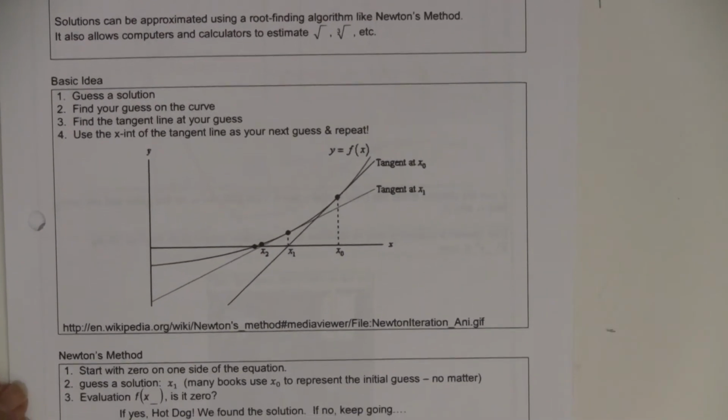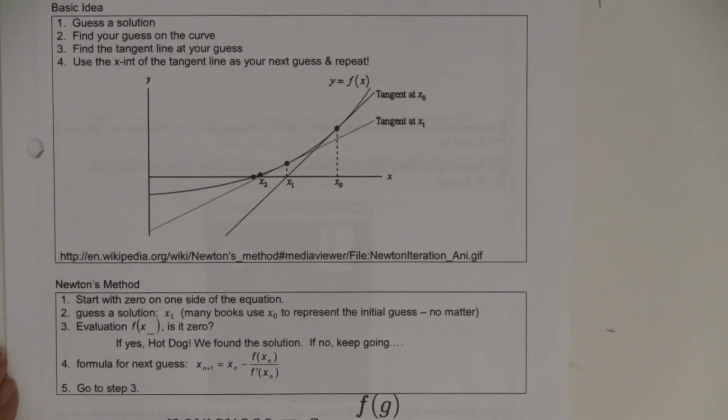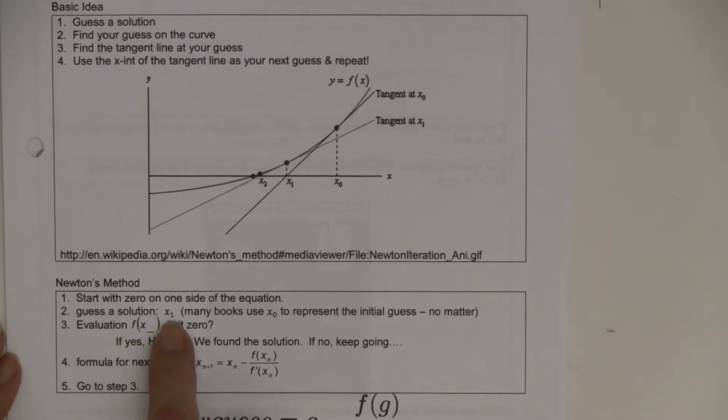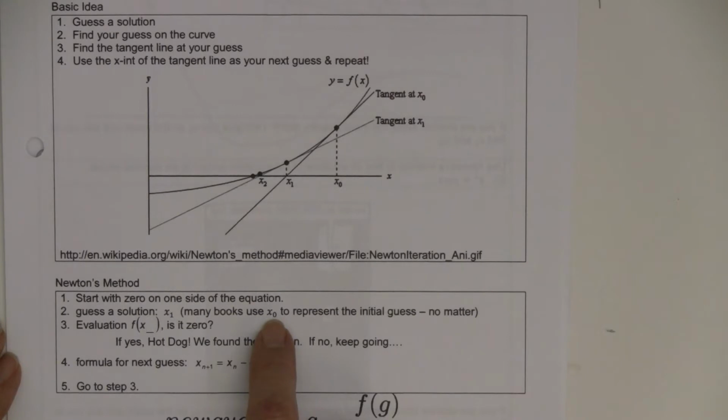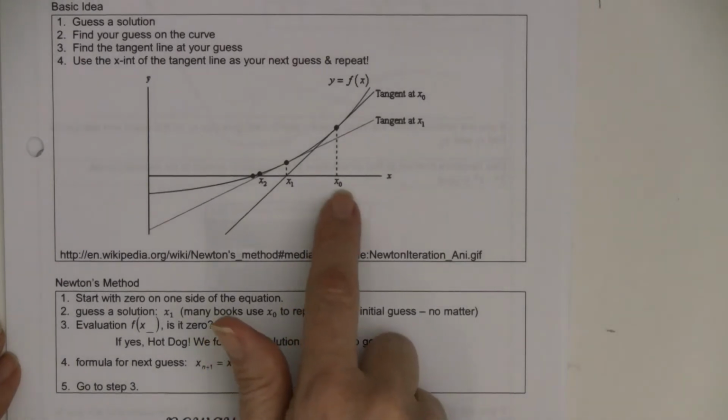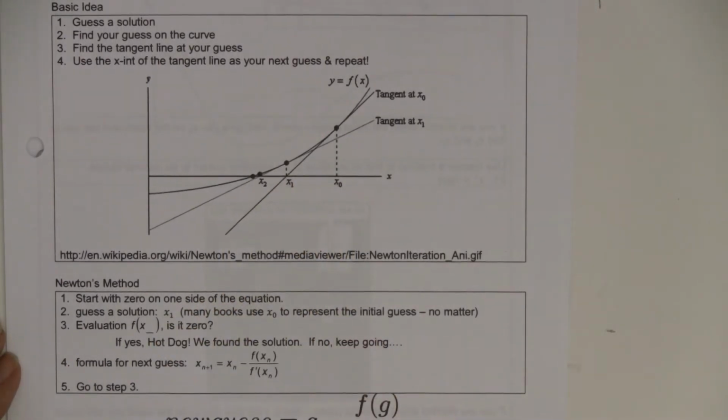And so here's the basic strategy of using Newton's method. You start with an equation and you want 0 on one side. Just like if you were going to solve a quadratic equation, you would start with 0 on one side. And you start with a guess. Our book uses x1, and many books use x sub 0, or x naught, to represent their initial guess. It doesn't matter what you call it, but I'm going to go with what our book does. This didn't come from our book, which is why some books use x naught and our book uses x1.